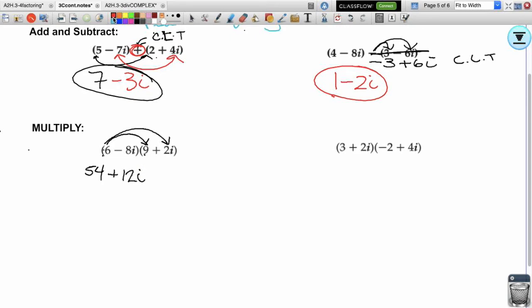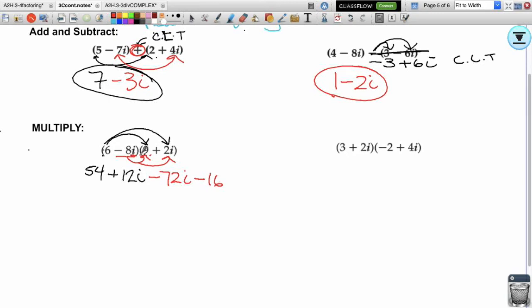Now I'm going to come to my negative 8i. Remember, it's not just 8i, it's negative 8i. We're going to times it by the 9 and by the 2i. So negative 8 times 9 is negative 72i. Negative 8 times positive 2 is negative 16.